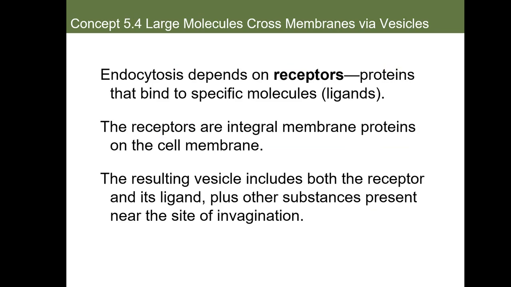So endocytosis depends on receptors, proteins that bind to specific molecules called ligands. The receptors are integral membrane proteins on the cell membrane. The resulting vesicle includes both the receptor and its ligand, plus other substances present near the site of invagination.